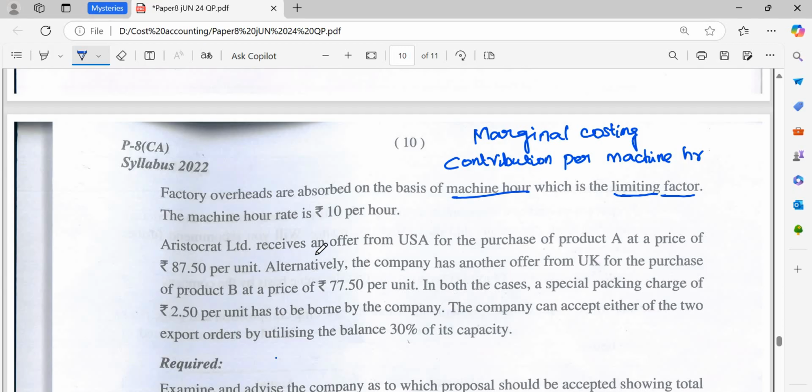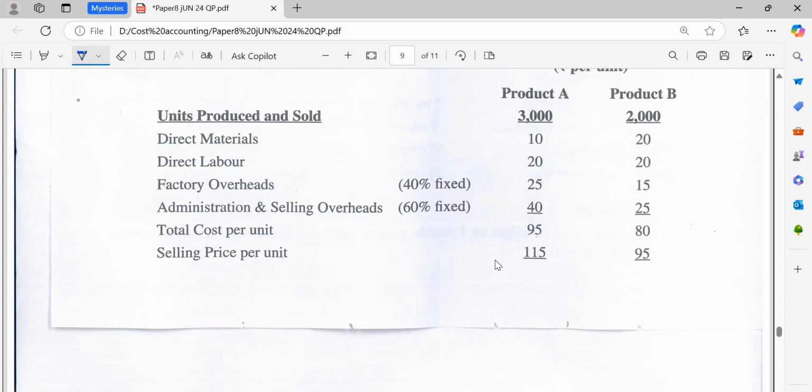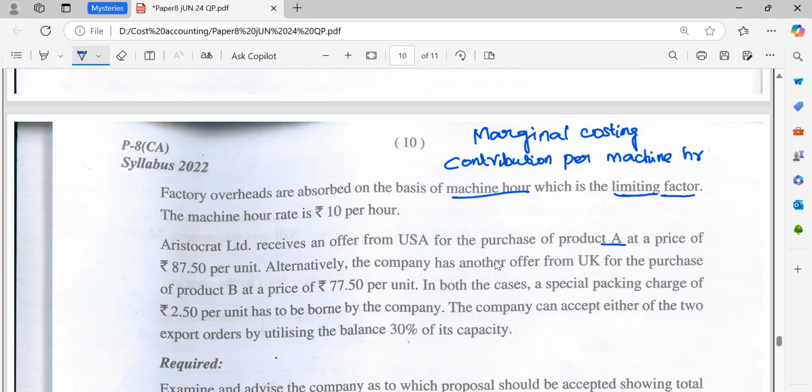So Aristocrat Limited receives an offer from USA for the purchase of product A, at a price of 87.5. Please note, here we have a selling price of 115. That is the domestic selling price. So the domestic selling price is different and the export selling price is different, 87.5.